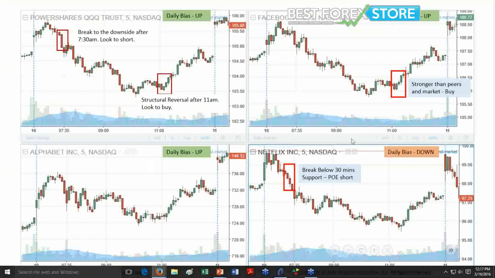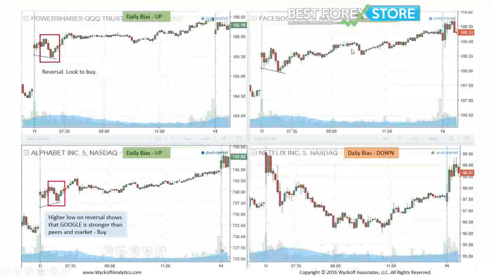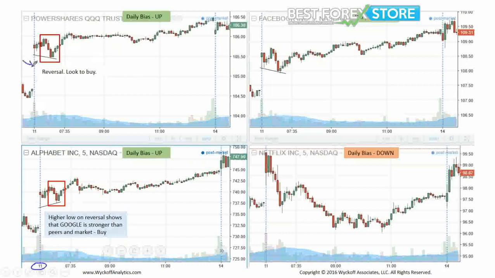Okay, so that was the first day. Let's look at the next one. So this is the 11th. The market opens up with a gap, and we have the first initial move. Here's your first 30 minutes. We see a commitment to the downside and an instant reversal back.